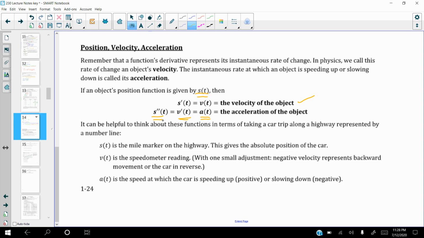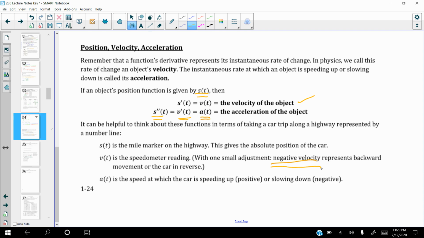A negative velocity, this is important. Negative velocities do exist. It does not mean you actually have a negative speed. It just indicates that you're moving in a backwards motion from whichever direction you would call forward. So you're going in reverse.